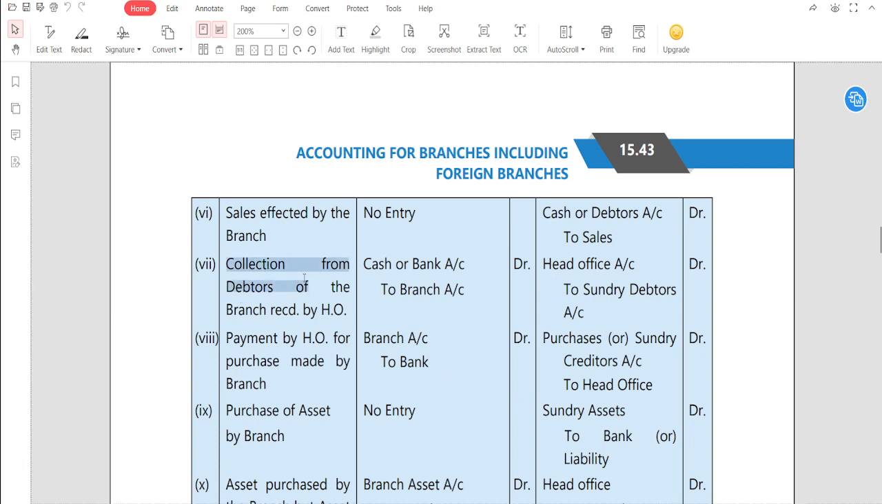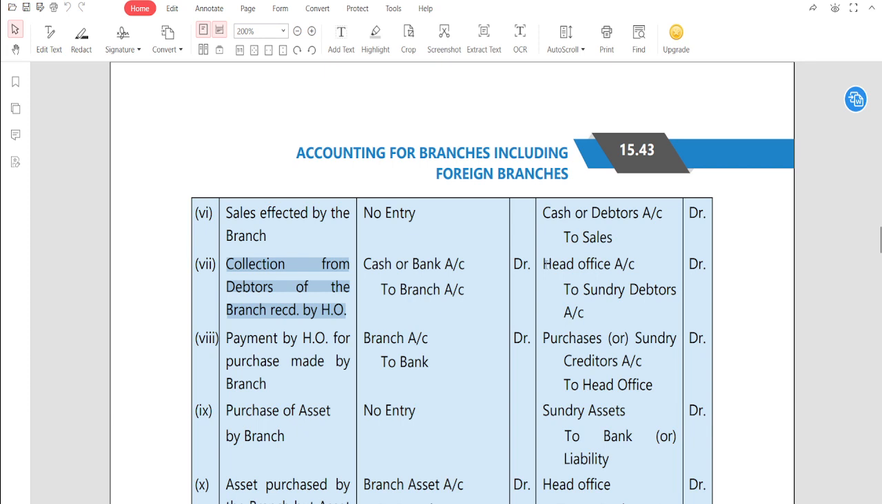Collection from debtor of the branch received by HO. See here what is written. Collection from the debtor of the branch received by HO. So branch के बुक्स में कुछ एंट्री हुआ था क्या? नहीं सर, because no intimation is received by the branch. So no journal has been recorded in the books of branch.